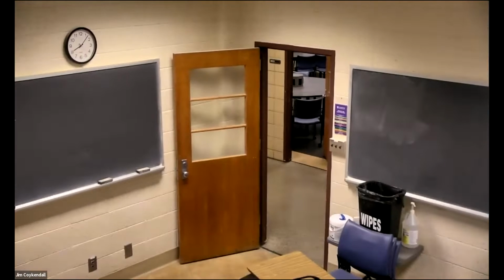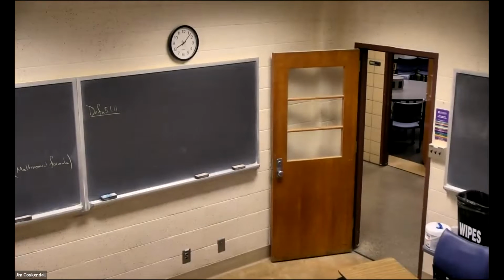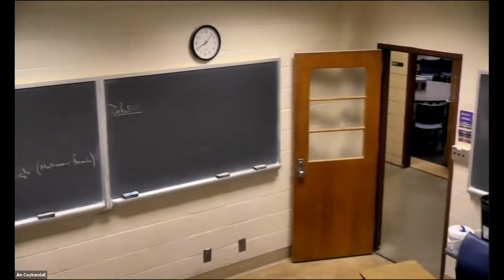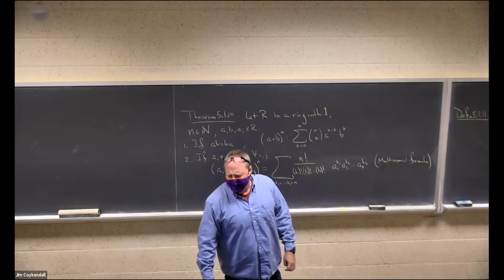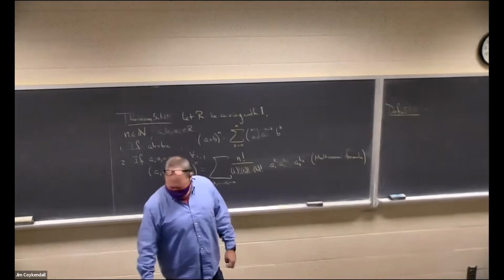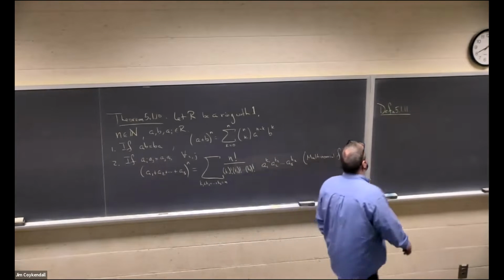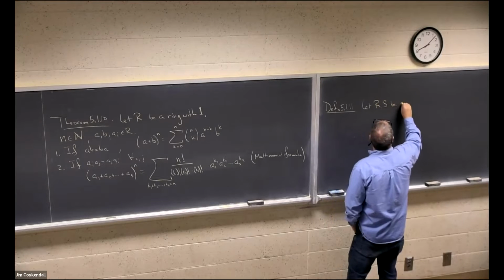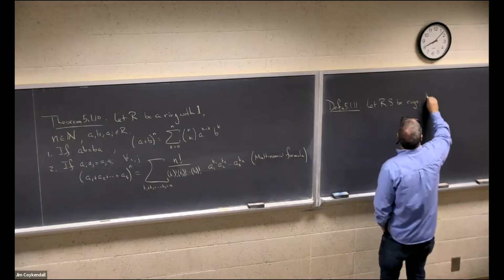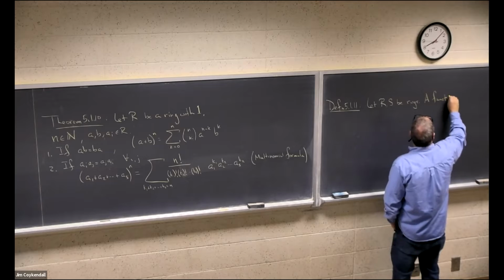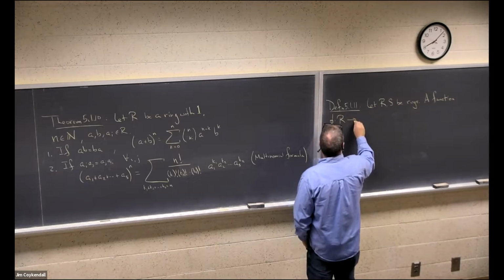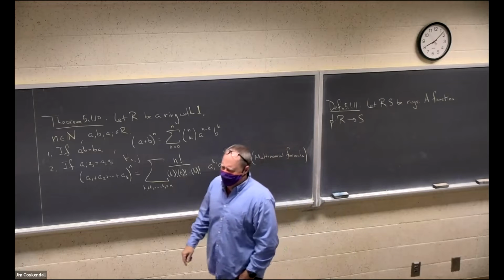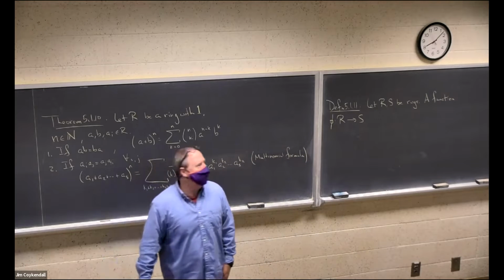Now, as I promised before, there are a lot of recurring themes in algebra. One of the central notions when we did group theory was the notion of a homomorphism. Let's extend this to rings. Definition: the function phi is said to be a ring homomorphism.